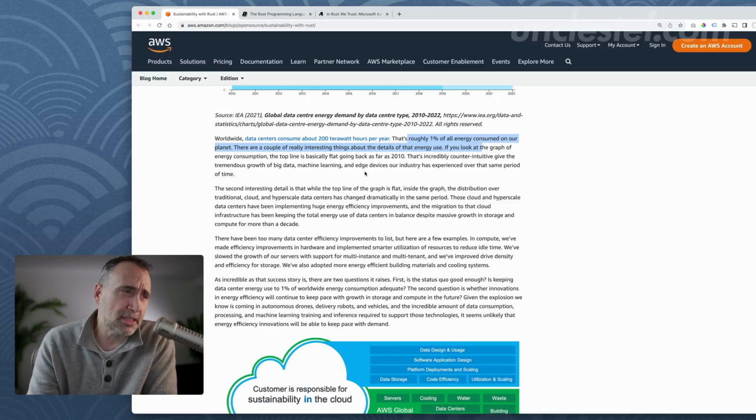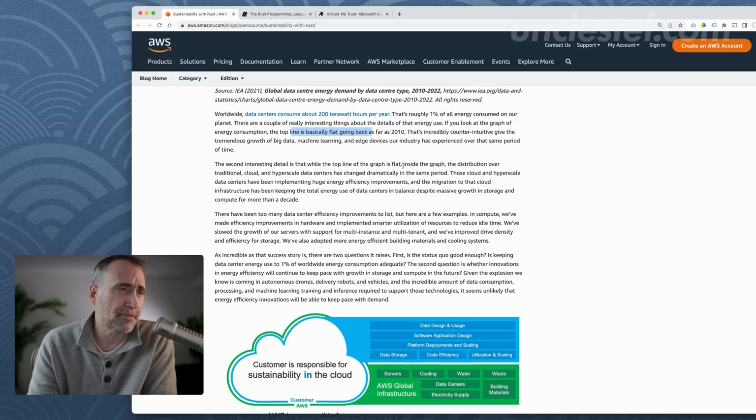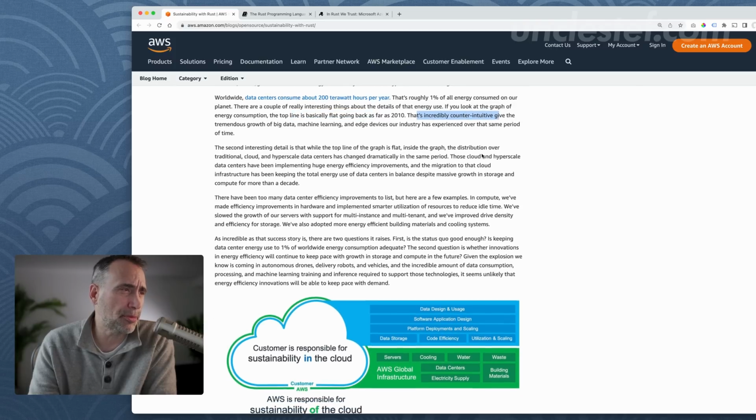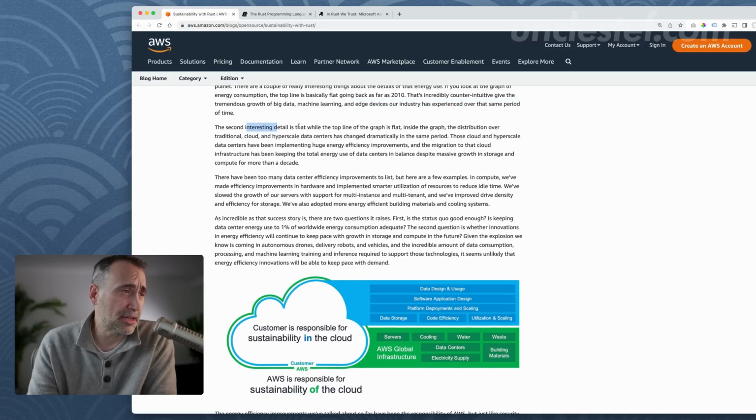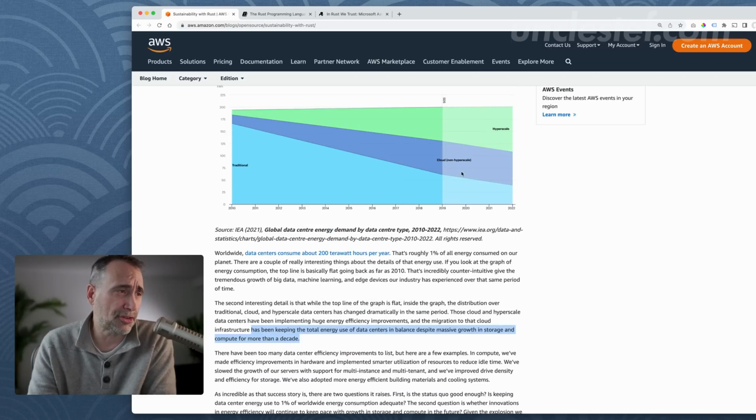There are a couple of really interesting things about the details of that energy use. If you look at the graph of energy consumption, the top line is basically flat going back as far as 2010. That's incredibly counterintuitive given the tremendous growth of big data, machine learning, and edge services our industry has experienced over a period of time. The second interesting detail is that while the top line graph is flat, inside the graph the distribution of traditional and hyperscale cloud data centers has changed dramatically. Those cloud and hyperscale data centers have been implementing huge energy efficiency improvements, and the migration to that cloud infrastructure has been keeping the total use of data centers in balance despite the massive growth in storage and compute for more than a decade. So here's that chart they're talking about here.